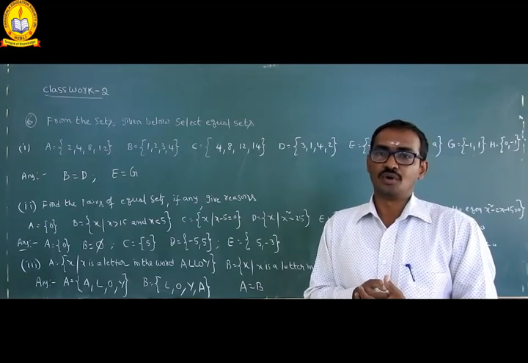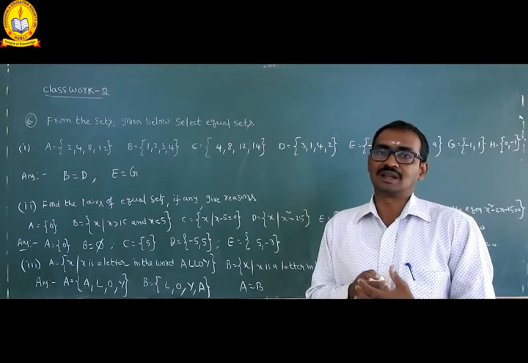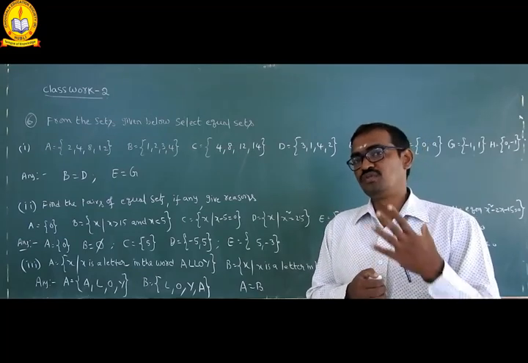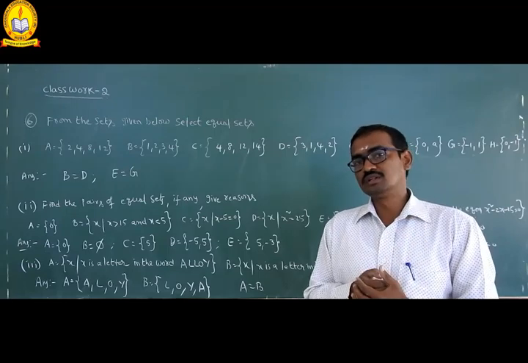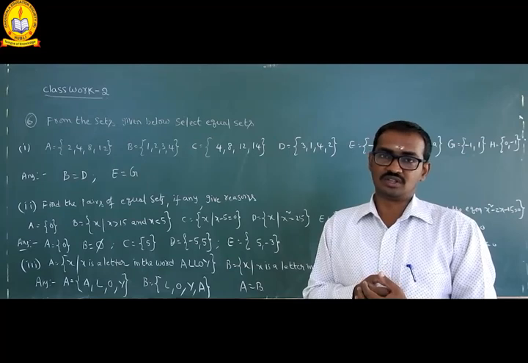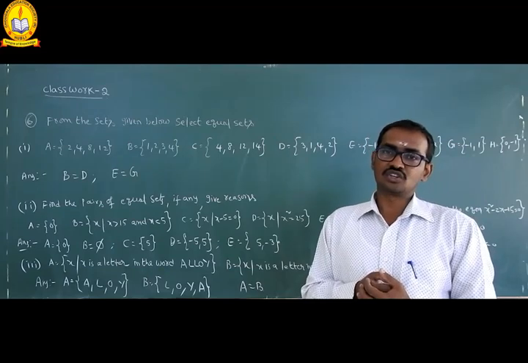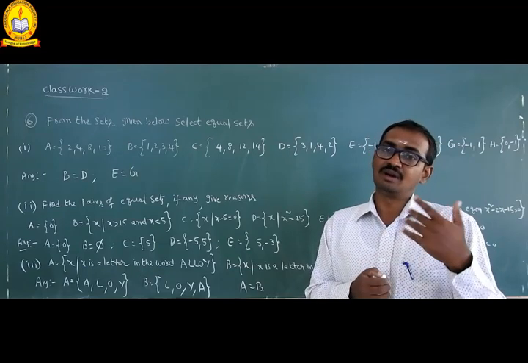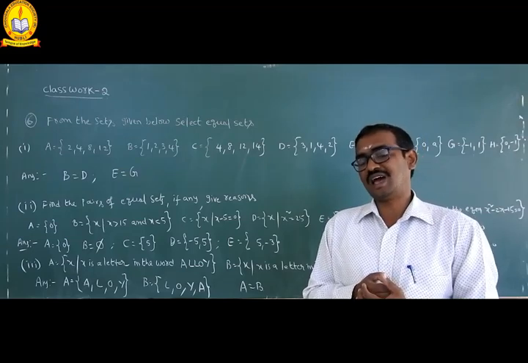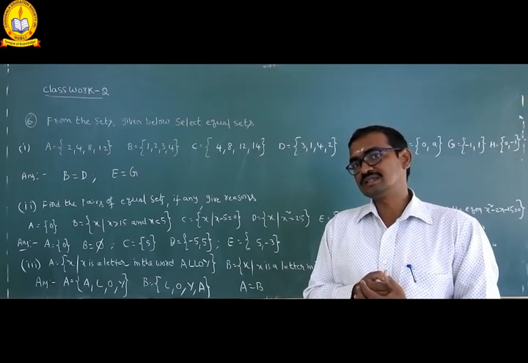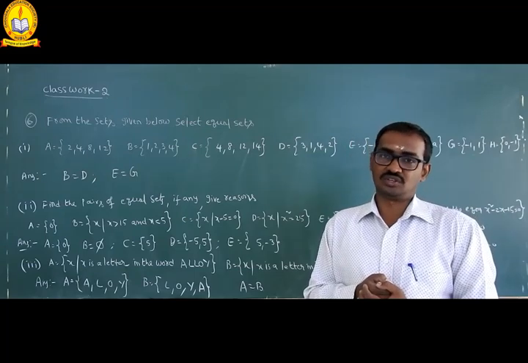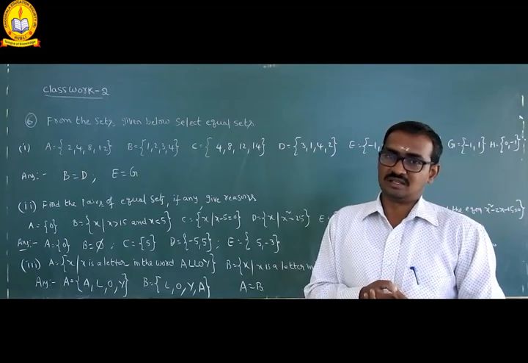The collection of beautiful girls in the class is not a set. Beautiful girls is a vague word. It is not well defined, so it is not a set. The collection of most dangerous animals in the world is not a set. Most dangerous is a vague word. It is not well defined, so it is not a set. These are the examples for sets.